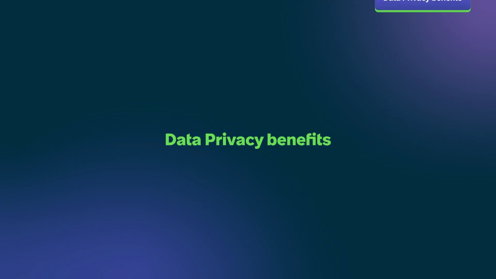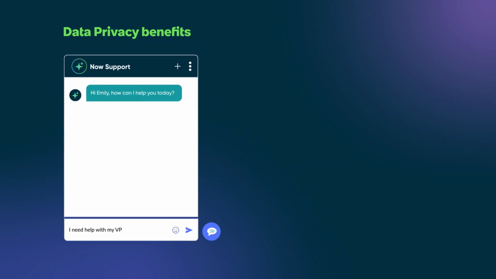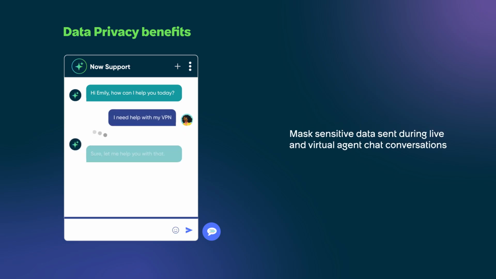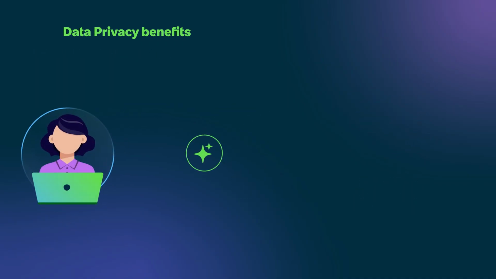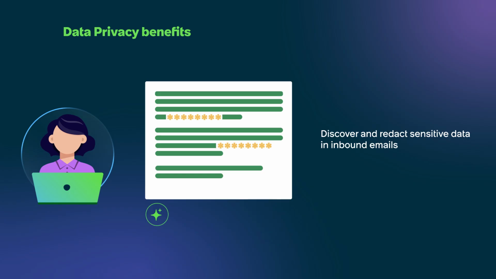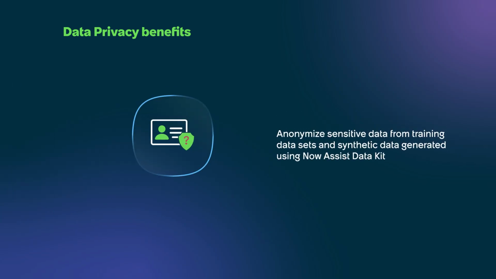Let's look at data privacy, starting with its benefits. To prevent LLMs from processing sensitive data, you can mask sensitive data sent during live and virtual agent chat conversations, or use two-way mask and unmask to protect sensitive data from prompts, skills, and Now Assist AI agent execution. Data privacy will also help you discover and redact sensitive data from inbound emails, as well as anonymize sensitive data from training datasets and synthetic data generated using Now Assist Data Kit.